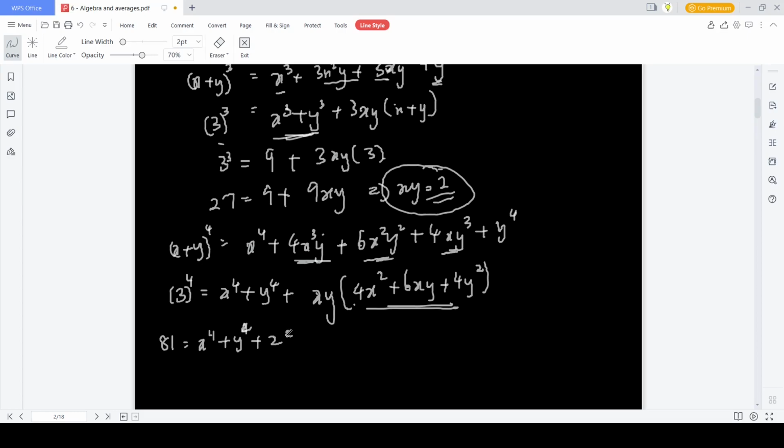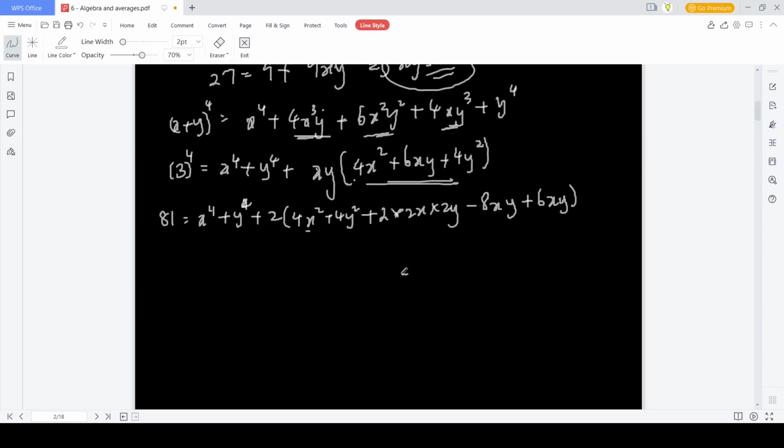xy is 2, plus 2 into 4x square plus 4y square. I'll take it here: 4x square plus 4y square. To complete this square we need one more 2 into 2x into 2y, because the middle term is twice the product of the square roots. I will add it and subtract it there only. That is nothing but 8xy, so I'll subtract 8xy there, and then again plus 6xy. This is the new equation that we get.